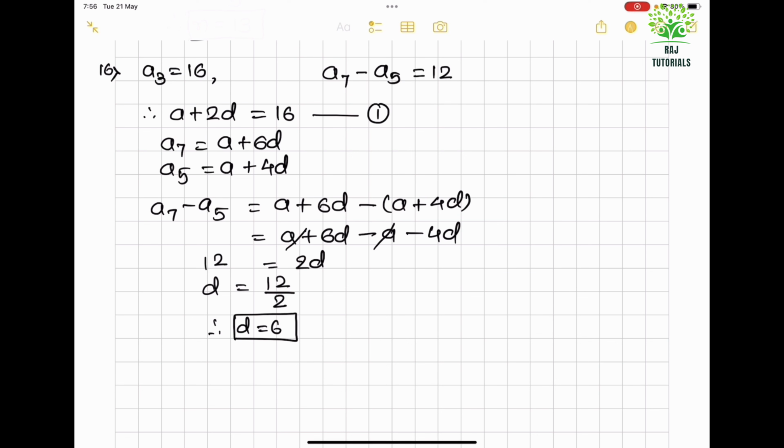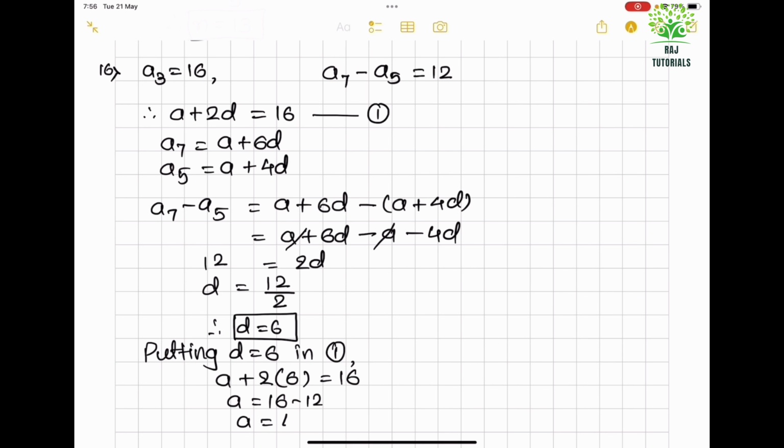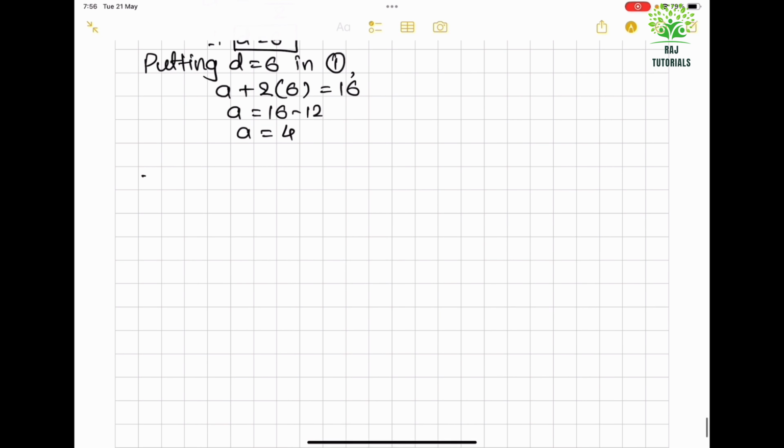Now he has told us to find the AP. So D I got. Now putting D equal to 6 in 1, A plus 2 into 6 will be equal to 16. So A equal to 16 minus 12. So A equal to 4. Therefore AP is 4, 10, 16, 22 and so on.